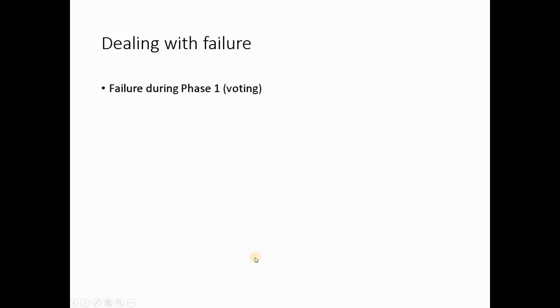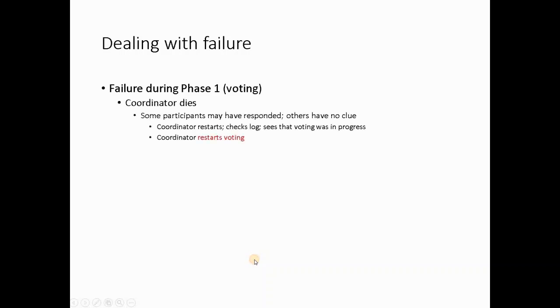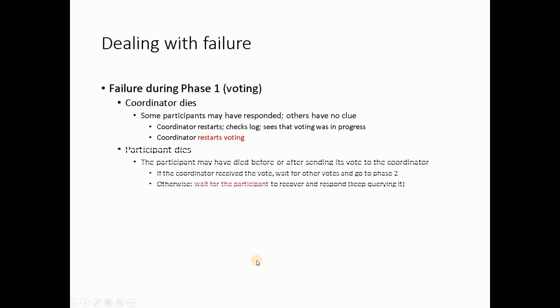Let's look at the failures. Failures in phase 1, that means voting. One failure could be the coordinator dies. Some participants may have responded and others have no clue. What will happen is the coordinator restarts and checks the log. Remember, it's a write-ahead log. It looks at it and understands that voting was in progress, so it restarts the voting phase.